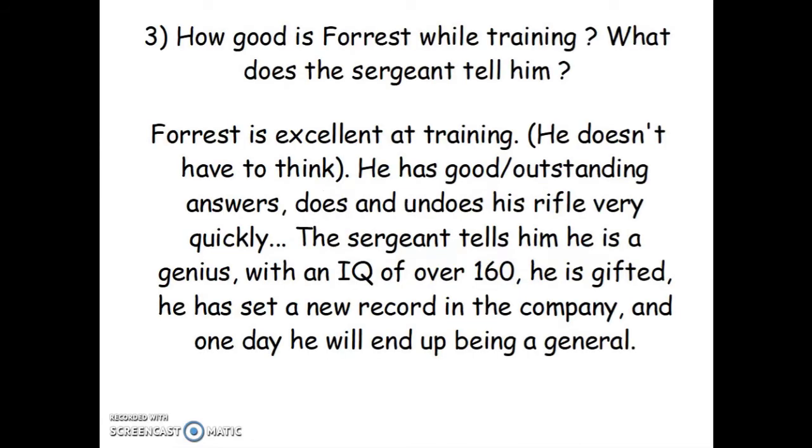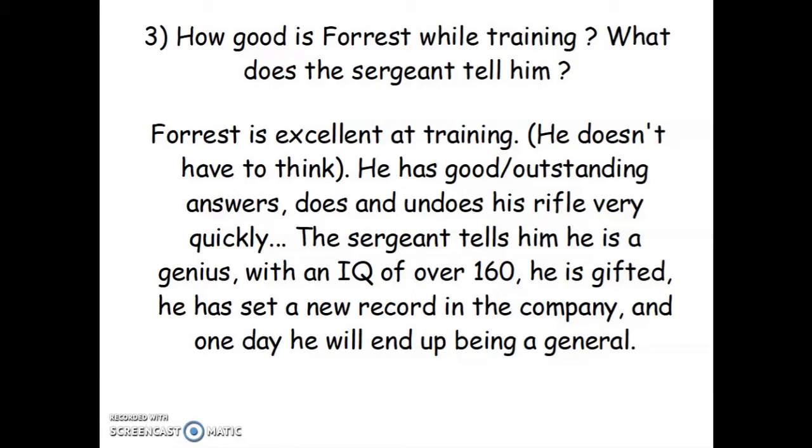So how good is Forrest while training, and what does the surgeon tell him? You've got a very long passage in which Forrest is training, and at one moment you can see the surgeon is always yelling at the soldiers. He's shouting at them, especially at Forrest Gump, but you need to understand what he said.